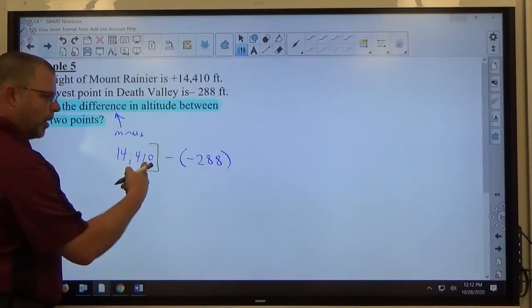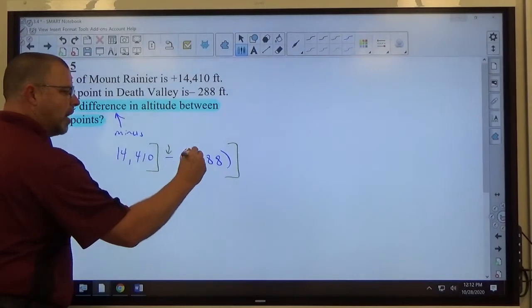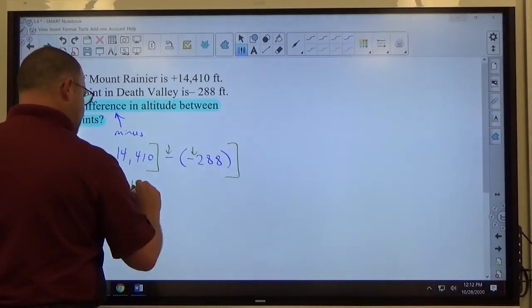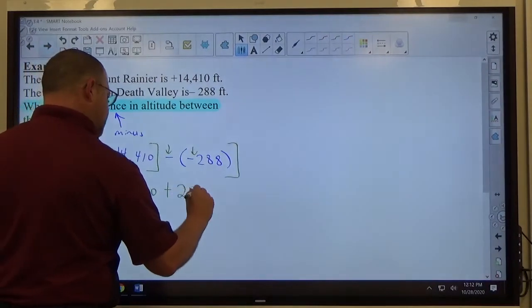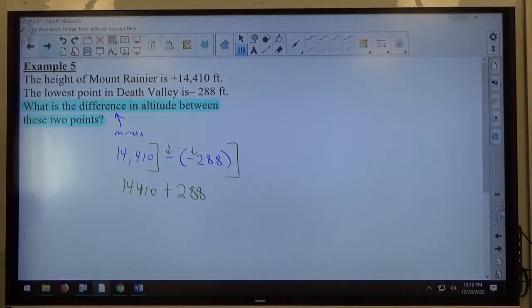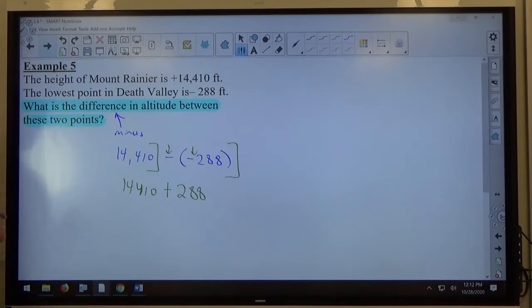This is where this number ends. This is where that number ends. I've got exactly 2 minus signs in front of the 288. So it becomes 14,410 plus 288. An even number of minuses makes it plus. So it becomes an addition problem. And since they're both plus, both positive, it is going to be added, right? So I'm going to add them together.